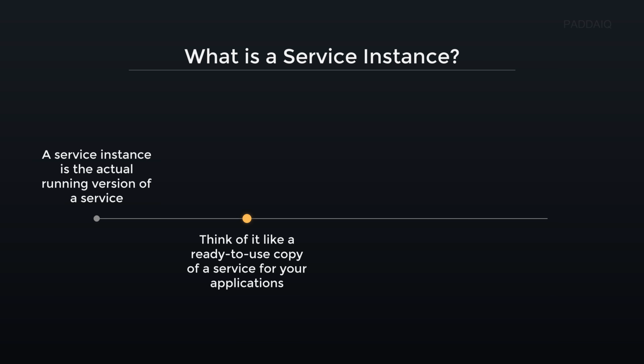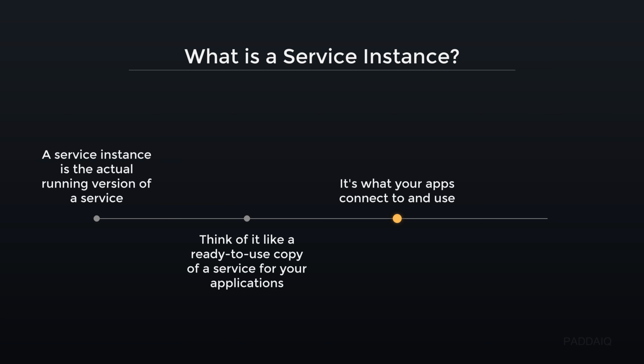Think of it like a ready-to-use copy of a service for your applications. This means you get a personal, configured version of a service to integrate into your app. For example, create a service instance of the SAP HANA Cloud database to store your application's data. This instance is dedicated solely to your application's needs.